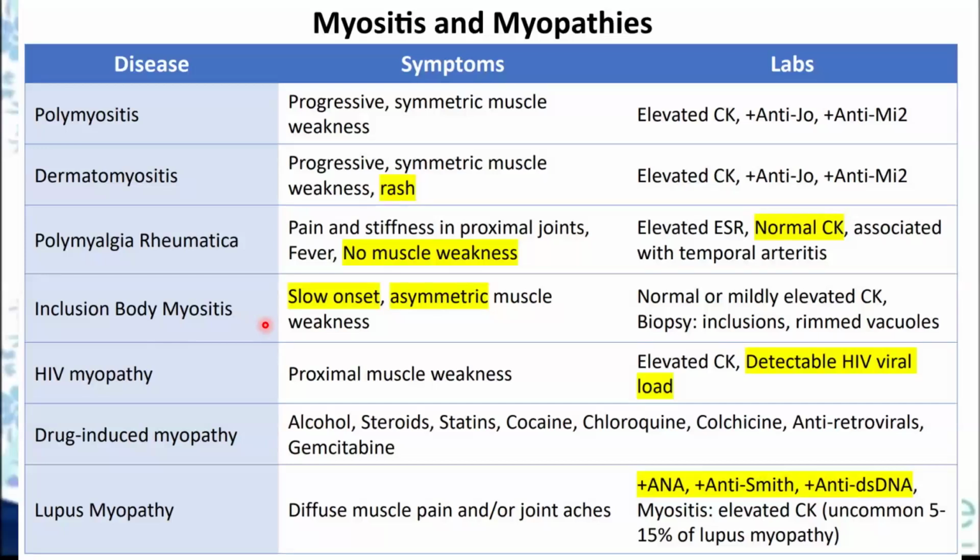Then inclusion body myositis, again, it's a slow onset asymmetric muscle weakness. So here, they haven't really questioned directly on this. This has been just one of the choices, but it has never been questioned directly, right? And if they're talking about an HIV myopathy, you'll obviously get a detectable HIV viral load, right? Drug-induced myopathy, so we will do that. How do you differentiate between drug-induced myopathy and PMR, dermatomyositis, polymyositis, right?